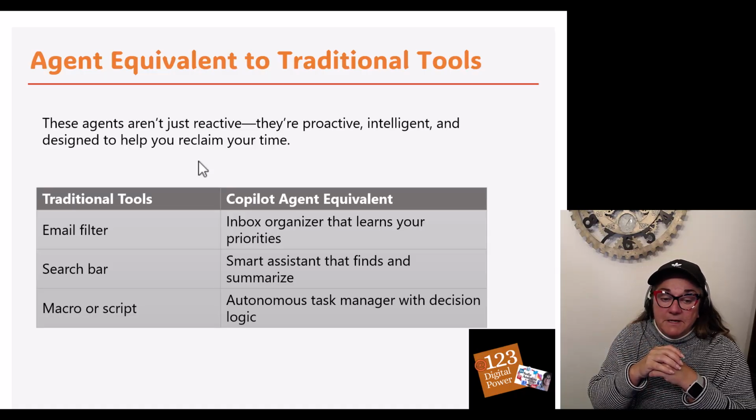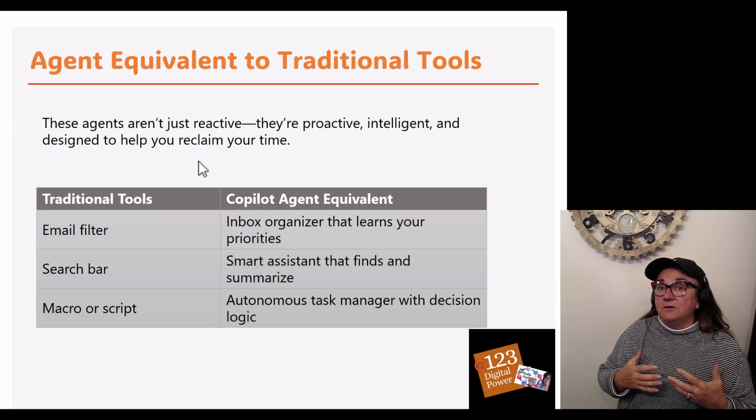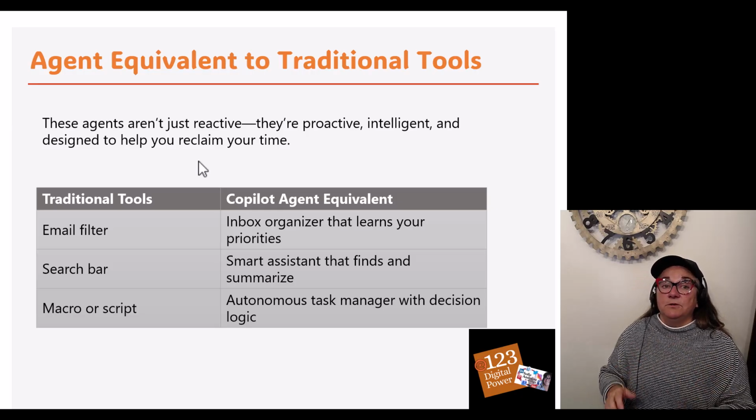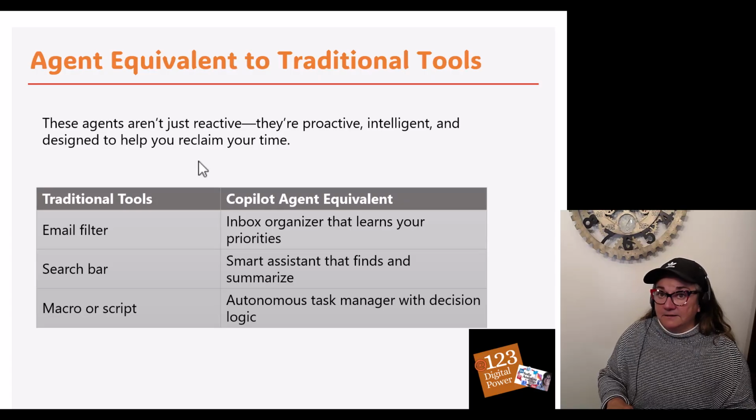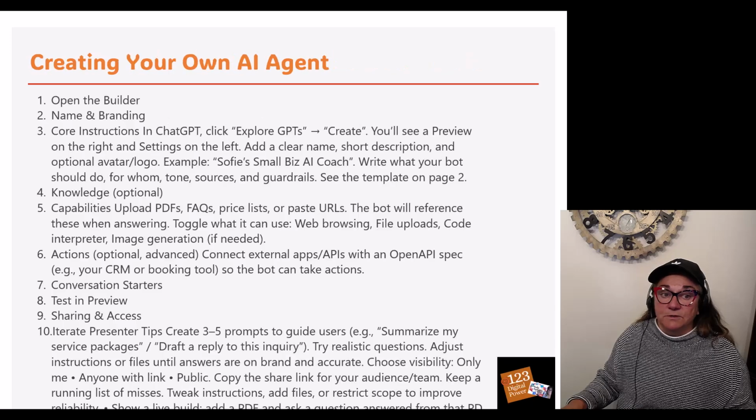That is still there. Micro or macro scripts: autonomous tasks with decision logic. So remember the prompts that you know how to use, you're going to be using that through your agents and it will respond appropriately. So you're talking to it as a human.